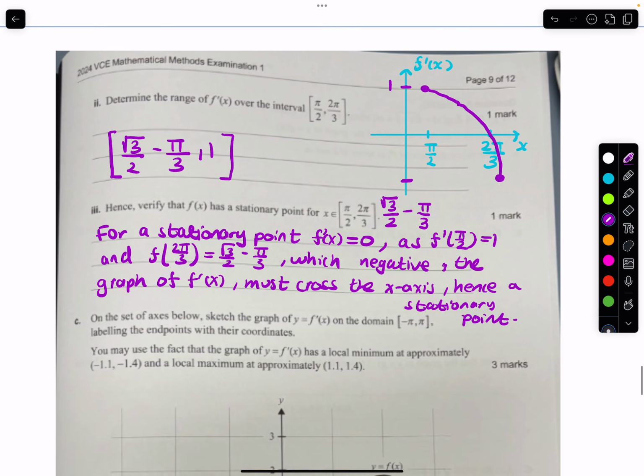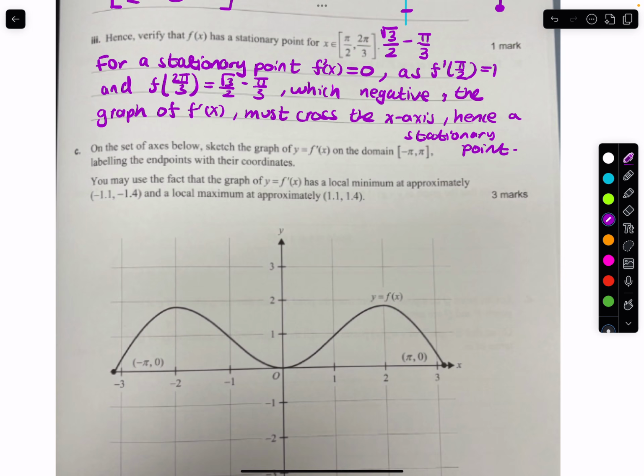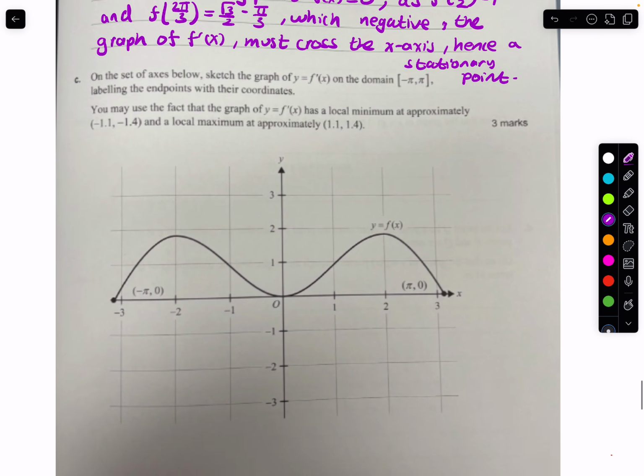Okay, is this E or C? I think C. On the set of axes below, sketch the graph of f dash of x on the domain negative pi to pi, labeling the endpoints and coordinates. You may use the fact that the graph of f dash of x has a local minimum at approximately negative 1.1 and a local maximum at that. Beautiful. That looks nice.